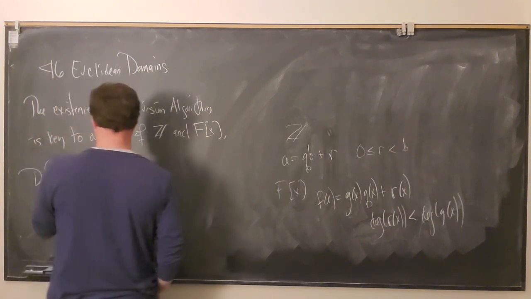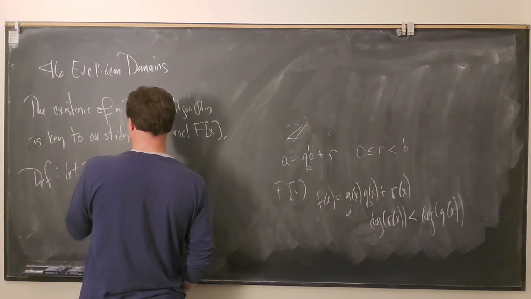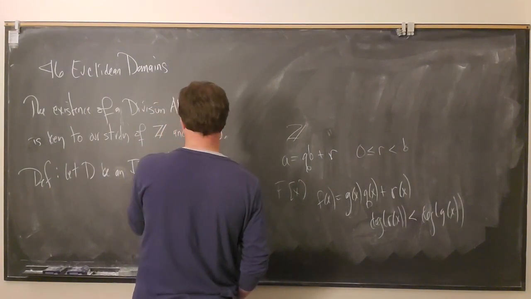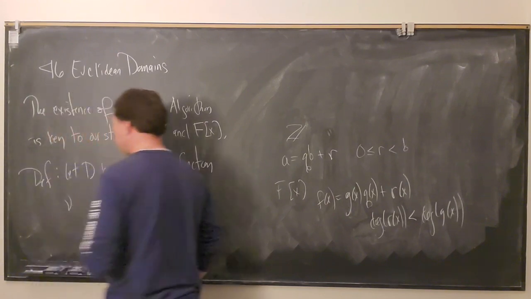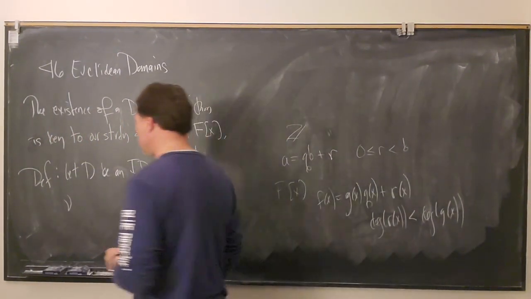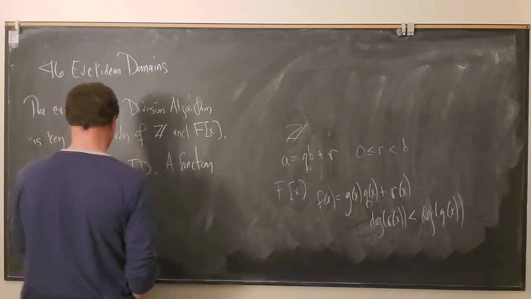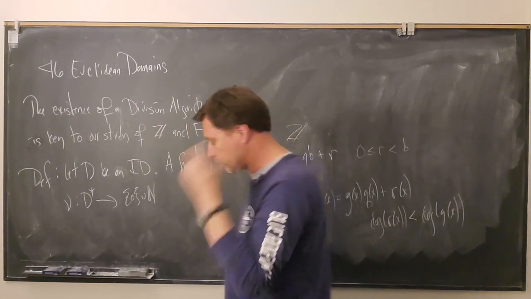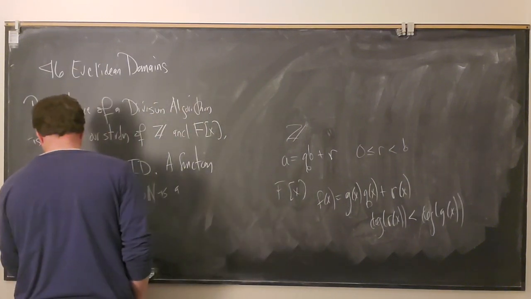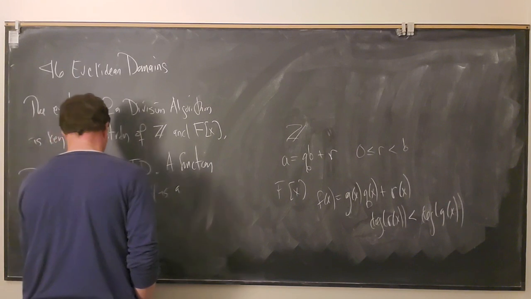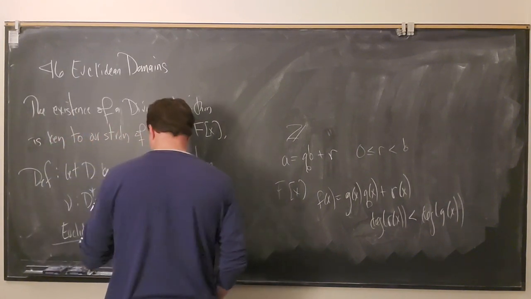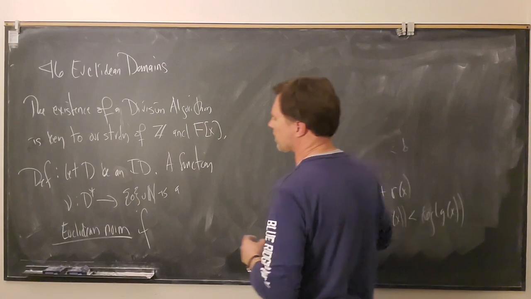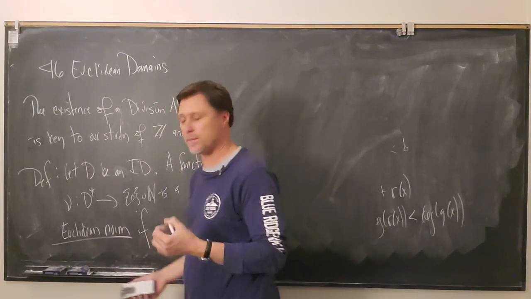So let D be an integral domain. A function, and I'm going to use the Greek letter nu, that looks kind of like a V, from D star to the natural numbers together with 0, is a Euclidean norm if two things hold. It's also sometimes just called a Euclidean function or a Euclidean measure, but I tend to use the word norm.